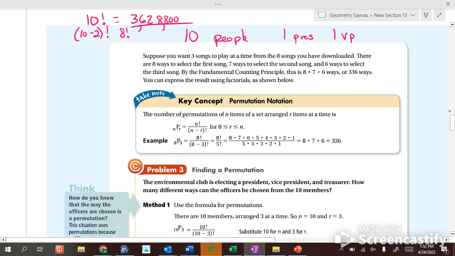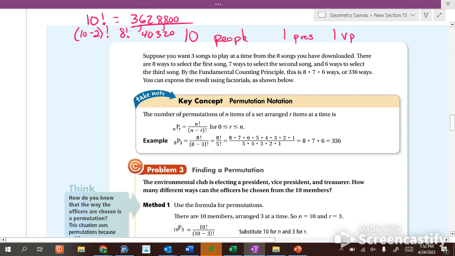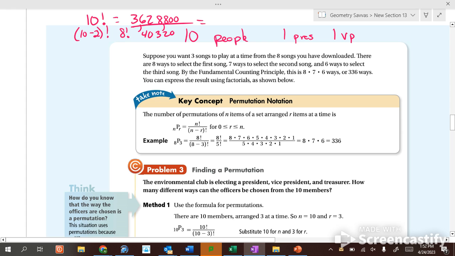What's 8 factorial? 40,320. So the number of combinations of people that can get drawn out of the hat is a lot less. So if we divide these two, what do we get? So there's 90 different ways of, if you draw 2 people out of a hat, out of a group of 10 people, there's 90 different ways to get a president and a vice president. Okay? Because order is important. A president is different than a vice president.